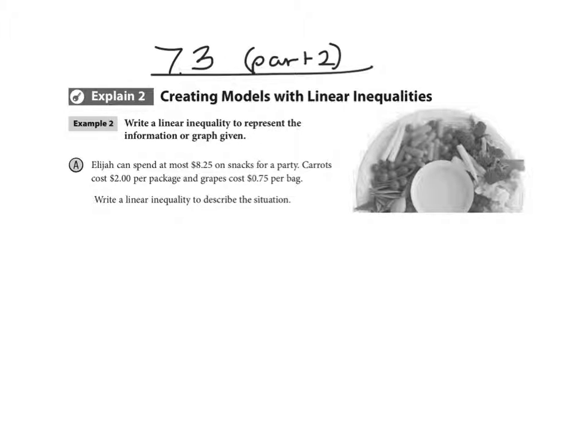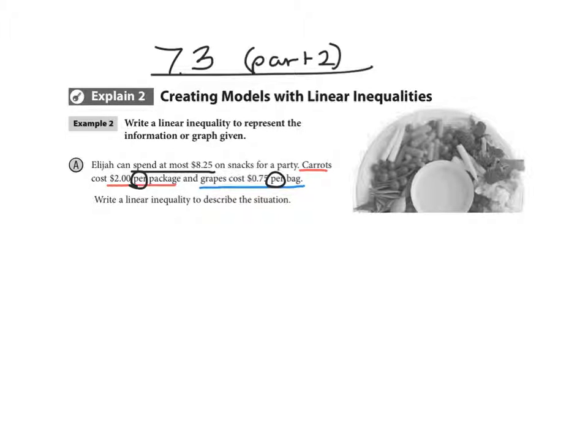All right, so let's read our first situation here and figure out what are some key words or things that we need to make a note of. The first thing that stands out to me is that he is spending at most $8.25. Carrots are going to cost $2 per package, and grapes are going to cost 75 cents per bag. Hopefully because you see these two per words, you recognize that this equation is going to be in standard form.